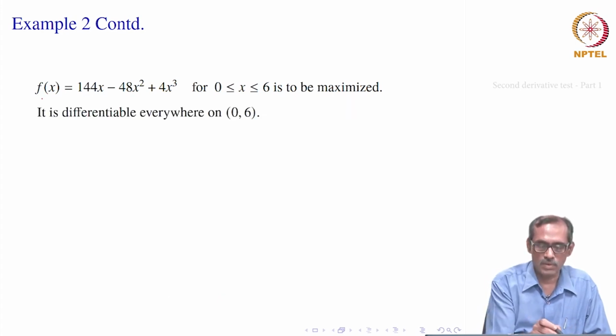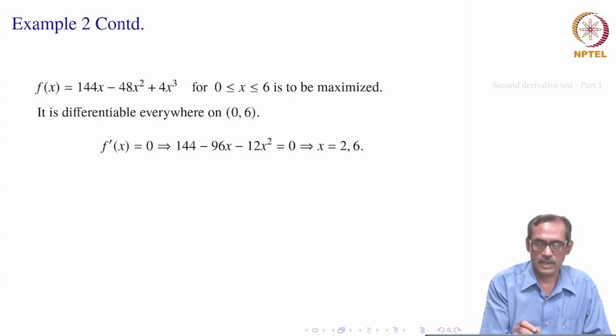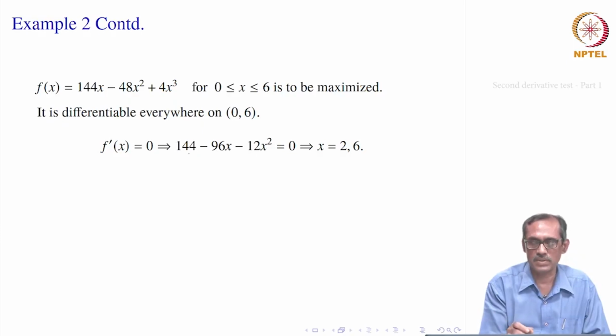So, first of all we should find that inside the interval 0 to 6, it is a continuous closed interval, and it is differentiable in the open interval 0 to 6. Even it is second time differentiable, right. Okay. So, f prime x equal to 0, we are going for the critical points.